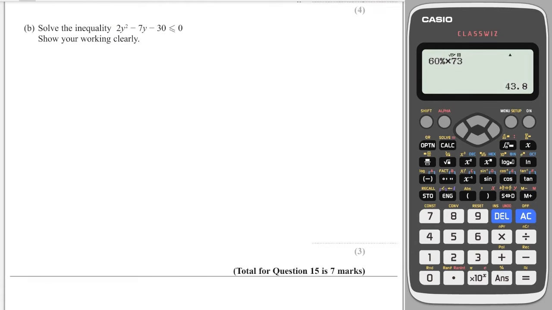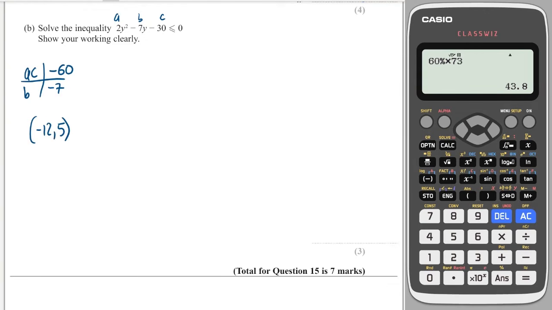Quadratic inequality. So first off, we've got to factorise this, and to do that I will use the AC and B method. So the A value is 2 and the C value is minus 30. Timesing those together gives me minus 60, and the B value is minus 7, which means I have to find two numbers which times together to make minus 60 and add to make minus 7. And those two numbers are minus 12 and plus 5.